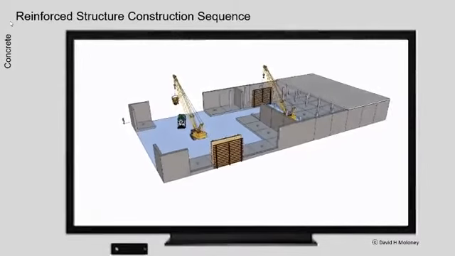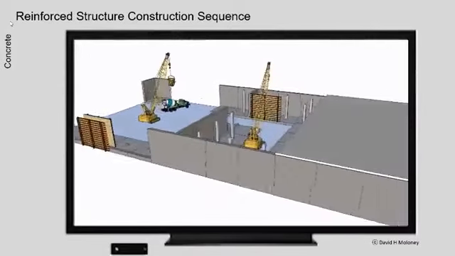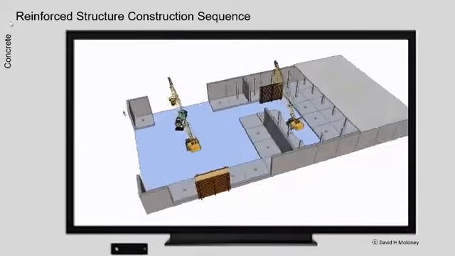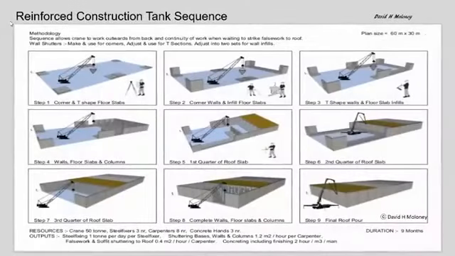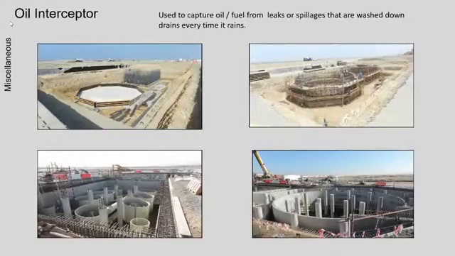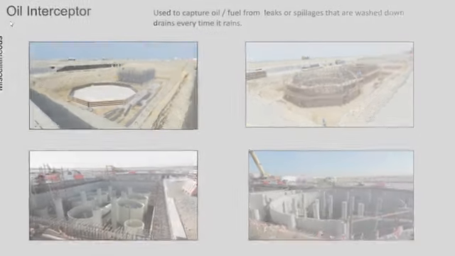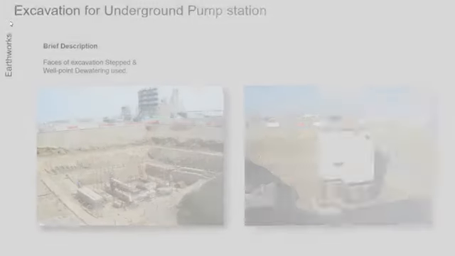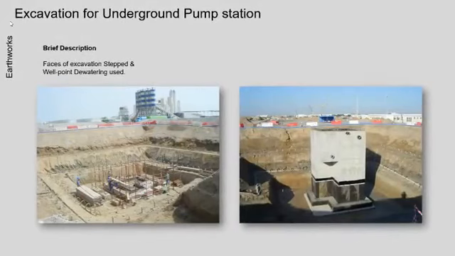Concrete tank. Sequence and methods to construct a concrete tank for water storage. Oil interceptor. Used to capture oil/fuel from leaks or spillages that are washed down drains every time it rains. Pump station, underground. Faces of excavation stepped and well point dewatering used.